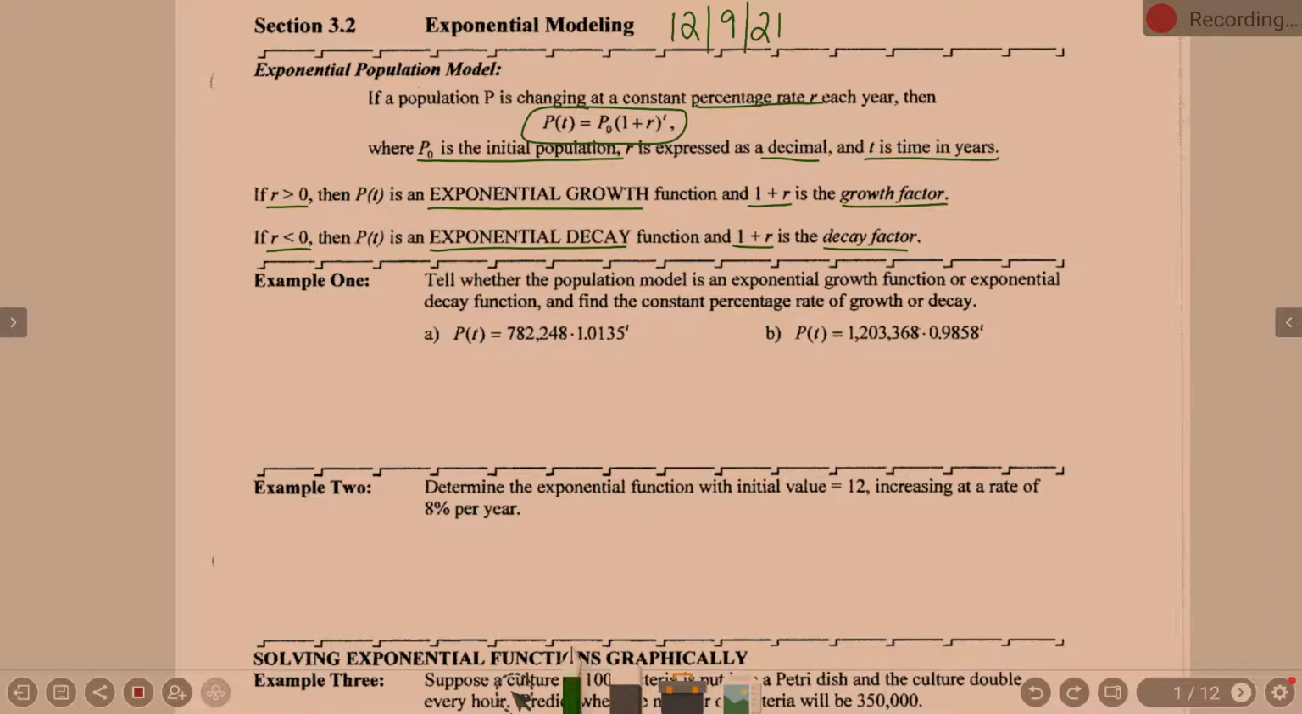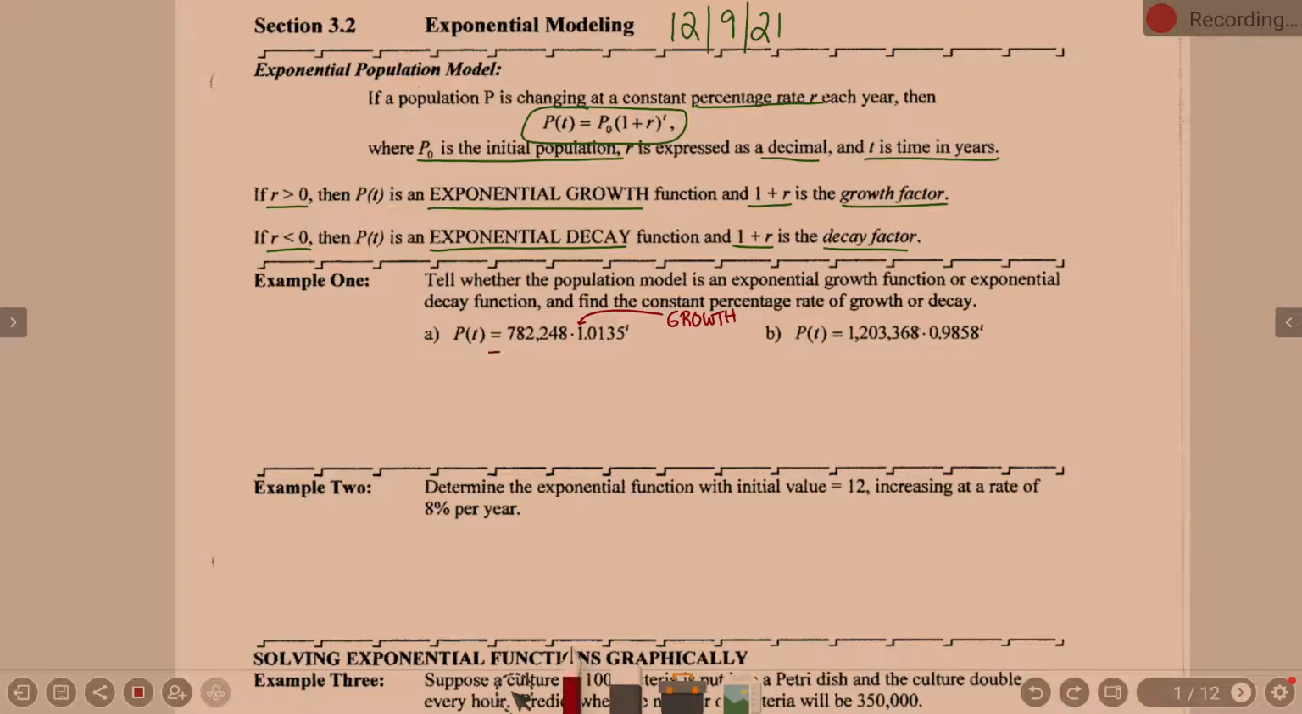Now, thoughts? Is this an example of growth? Or is this an example of decay? Growth. Why growth? Because it starts with a 1, so it's greater. Sound familiar, guys? Okay. She says it starts with a 1, as in your growth factor. Whatever's raised to the T, it starts with a 1. So that means it has to be 1 plus some number, right? And if it's 1 plus some number, it's going to be growth.